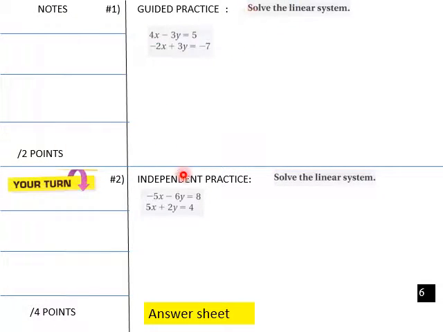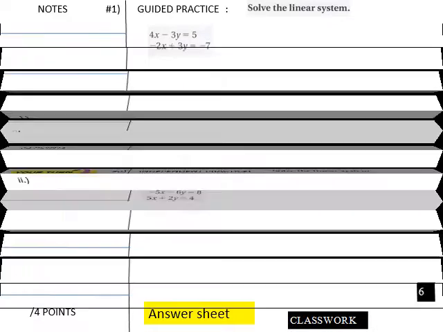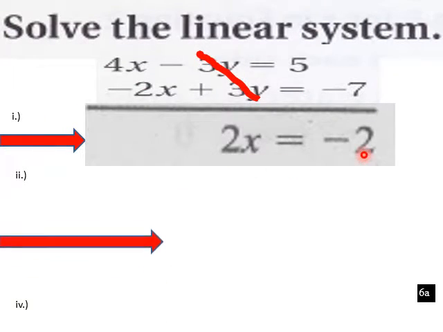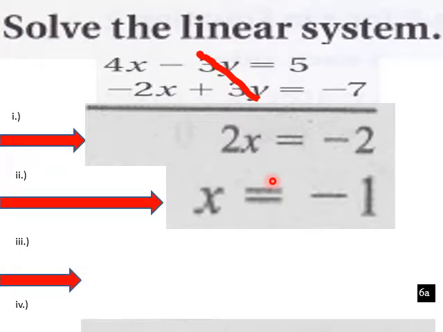Okay, solve the linear system. Students, this is yours here. Solve it by using addition. Okay, in ours here we can add our 3 y's together. They'll cancel out. Then we'll have these here to combine. We have 2x equals negative 2, then x equals negative 1.